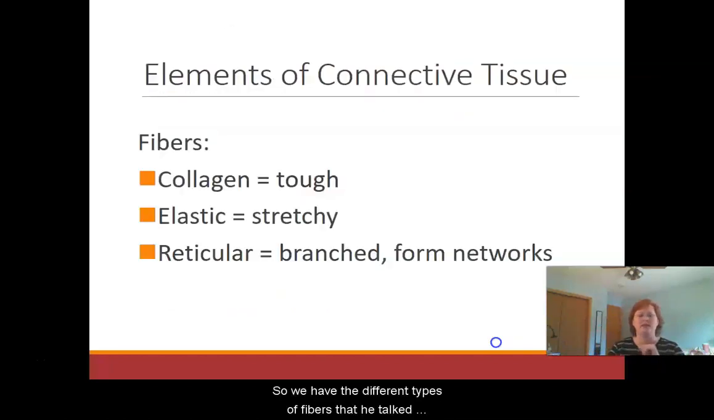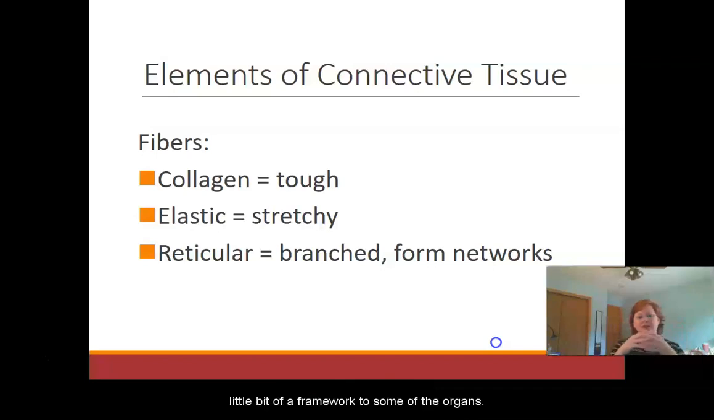So we have the different types of fibers that he talked about in the other video. You've got collagen, which is fairly tough. It actually makes up a good portion of bone. You've got elastic, which is like an elastic rubber band, so it's very stretchy. And then you have reticular fibers, which are very delicate. So you kind of think of that almost like a little spider web network that's fairly easy to break up, but can give us a little bit of a framework to some of the organs.